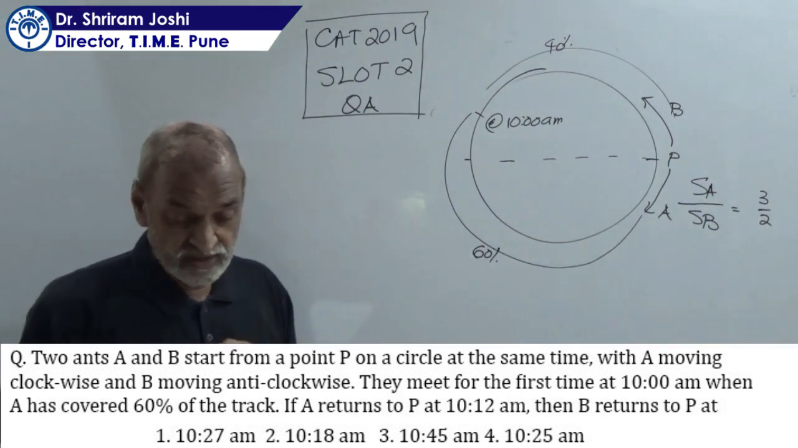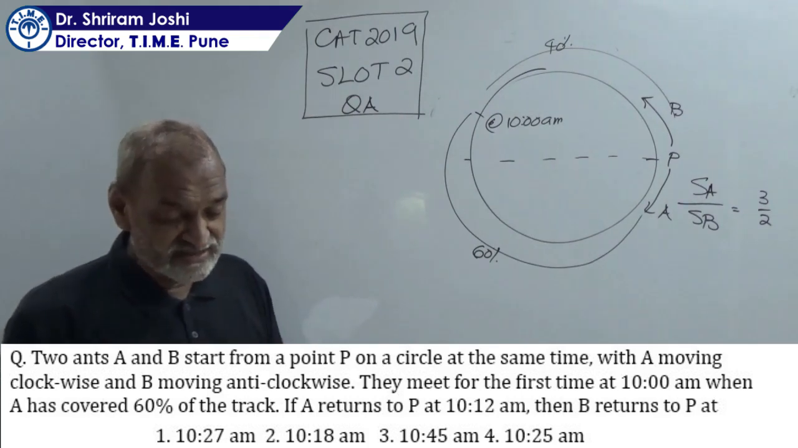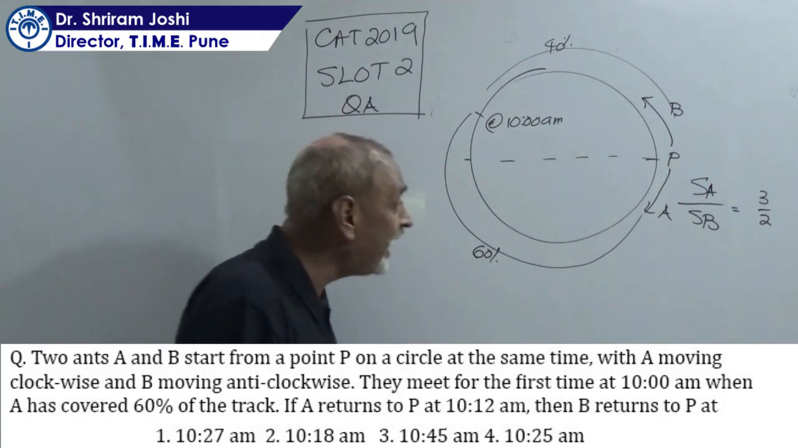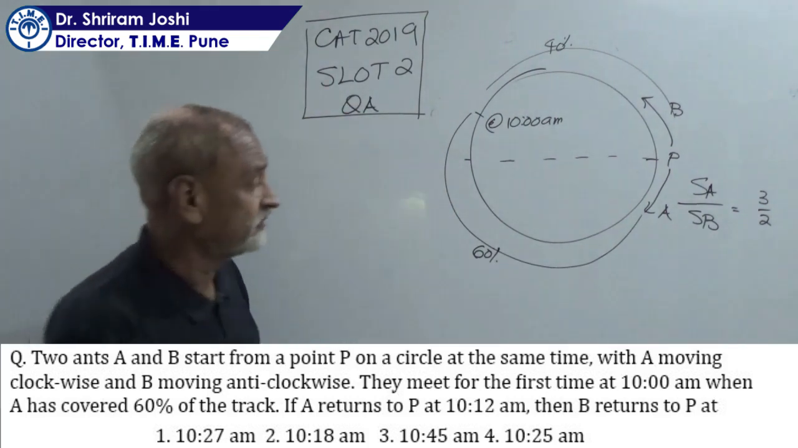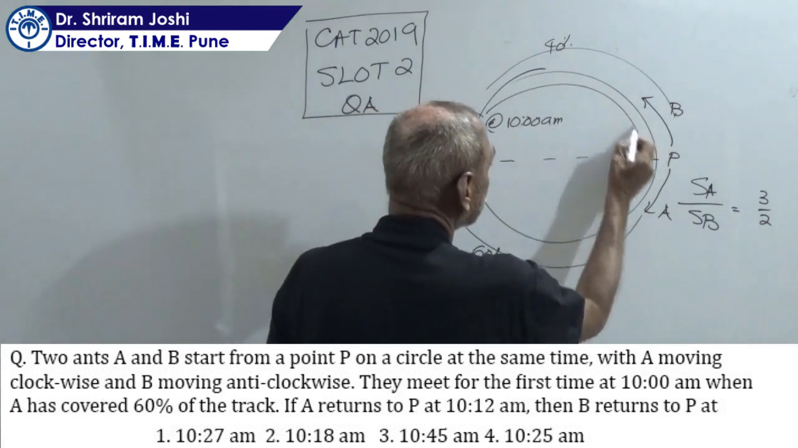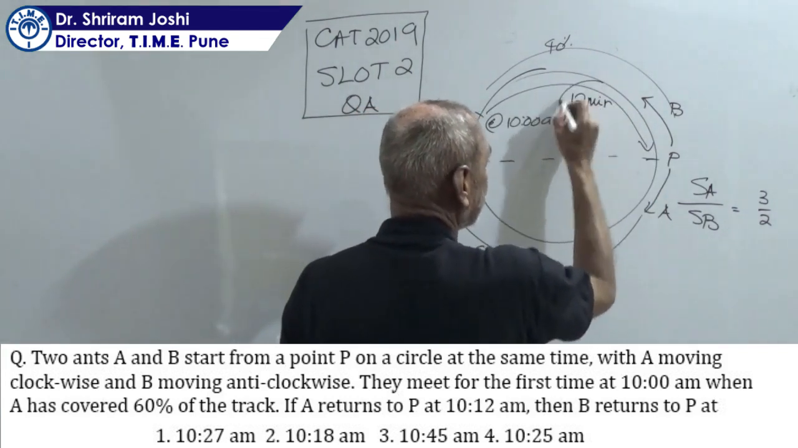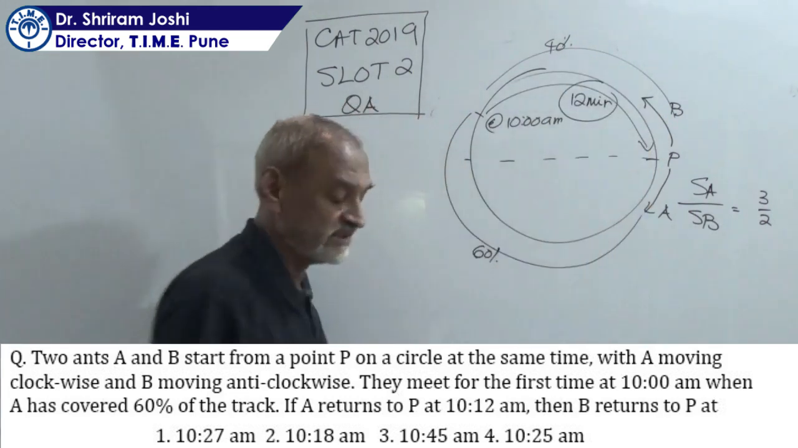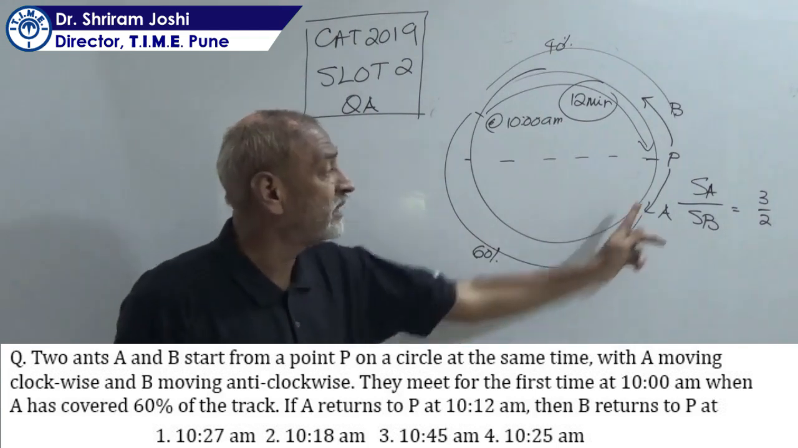What is the question? If A returns to P at 10:12, 12 minutes past 10, so 12 minutes have passed. A takes 12 minutes to cover this distance. They are asking us, when does B come back to P?